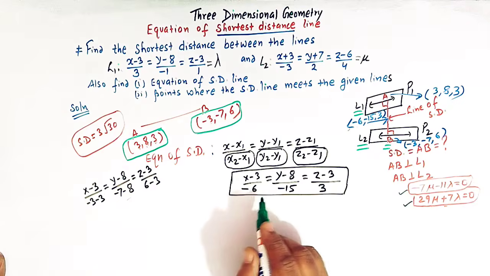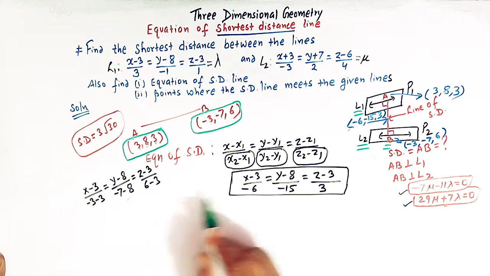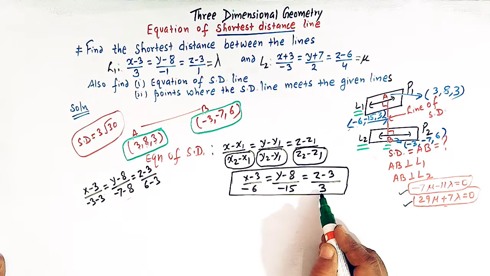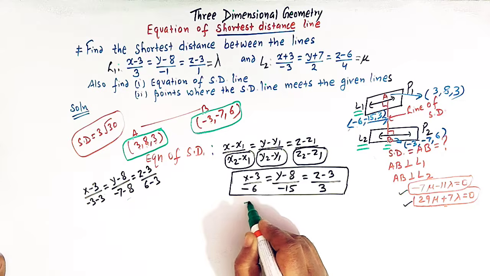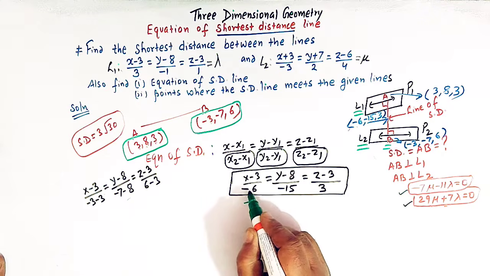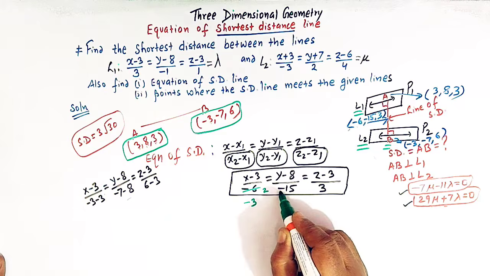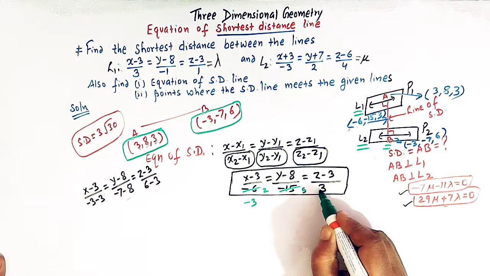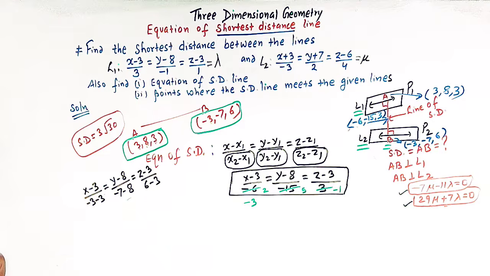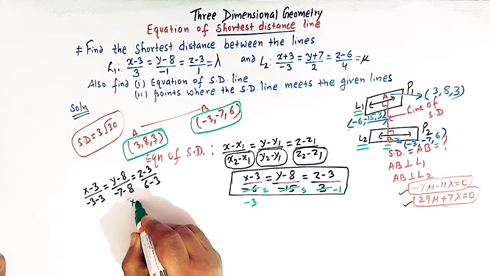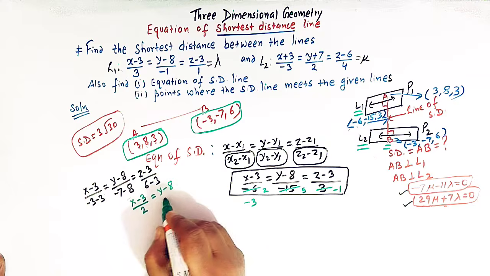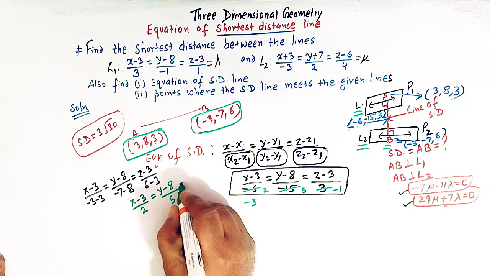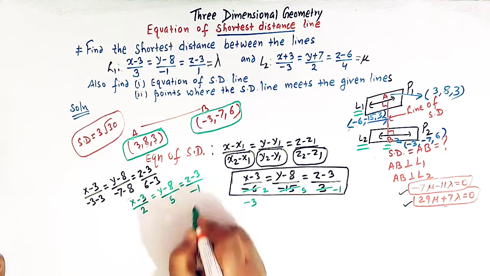So viewers, here we also see that these three numbers, that is the direction ratios minus 6, minus 15 and 3, have a common factor 3, right? So let us divide these three numbers by minus 3. So we have here 2, then simply 5, and here minus 1, right? So the equation of the shortest distance may also be written as x minus 3 over 2, y minus 8 over 5, and z minus 3 over minus 1.